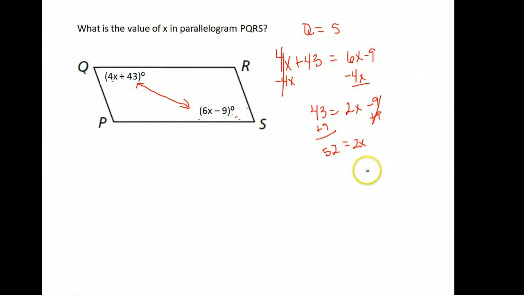And my last step to get x by itself, it's times 2. Do the opposite, divide both sides by 2. 52 divided by 2 is 26. That is what they wanted, was x. I don't need to plug it back into anything, so I am done.